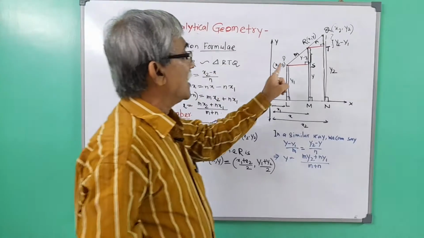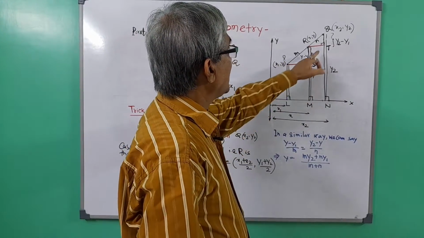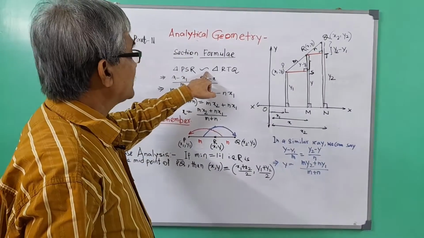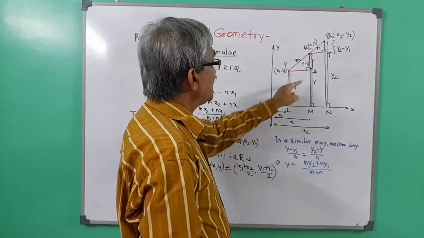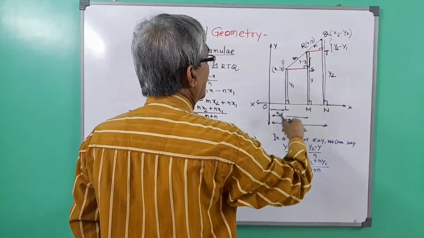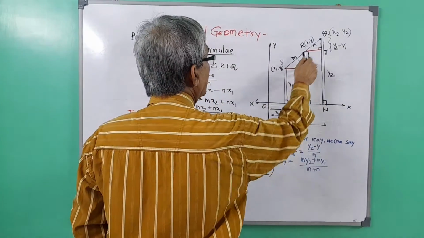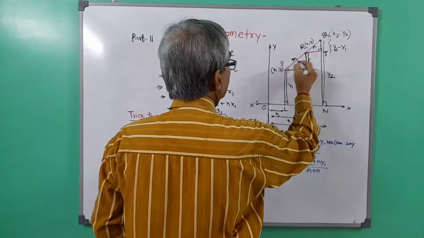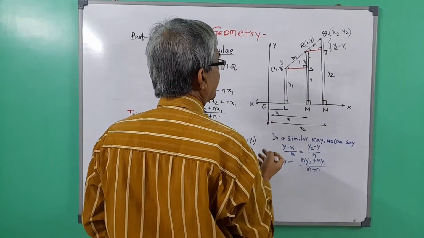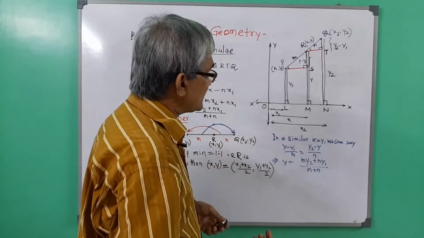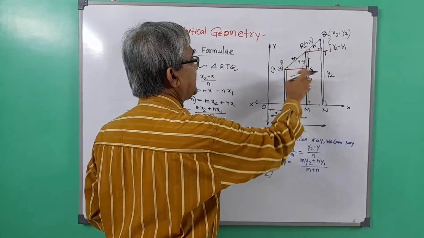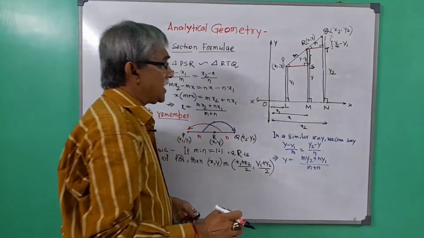Now, take these 2 triangles, namely PSR and RTQ. These 2 triangles are similar. Why similar? Because these angles are 90 degrees, and these lines are parallel with this as the transversal, so this angle is equal to this angle, and they are corresponding angles. If any 2 angles of one triangle are equal to 2 angles of the other triangle, then the third angle is obviously equal, and thereupon by angle similarity, PSR and RQT are similar triangles.